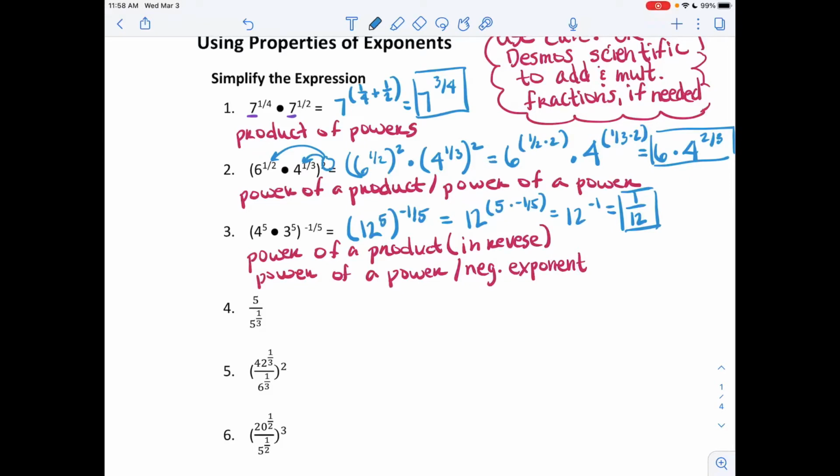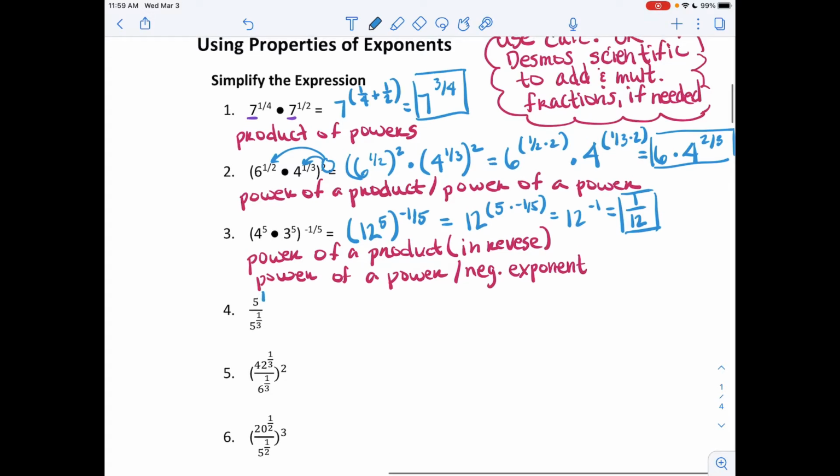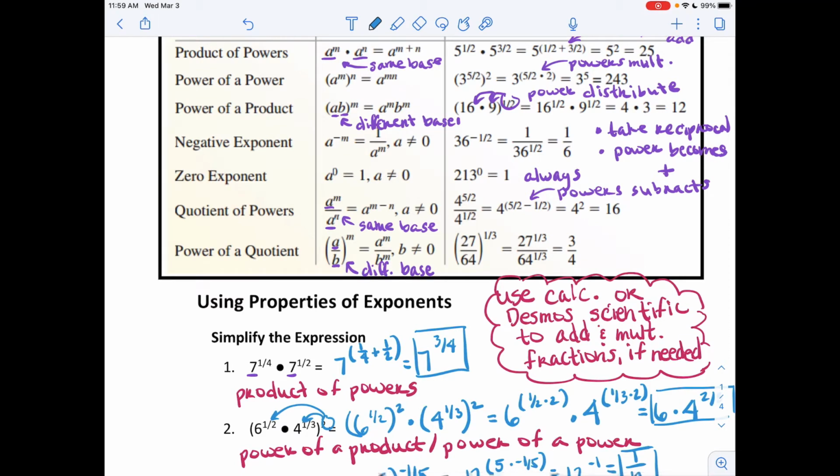For this next example, I see that I'm dividing, so that's going to narrow it down to a couple of possibilities. I notice that I have the same base. This 5 on top would have an exponent of 1, and then I have a 5 to the 1/3 on the bottom. So if we look up here, we can see that the one that deals with quotients or dividing and has the same base is the quotient of powers. And when we use that rule, it says that we just subtract our exponents.